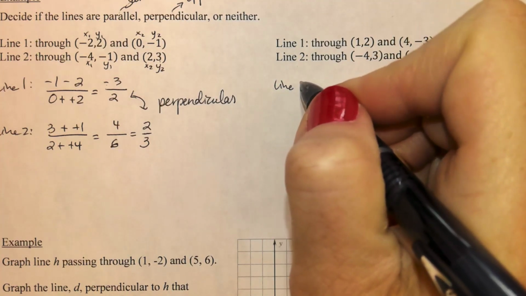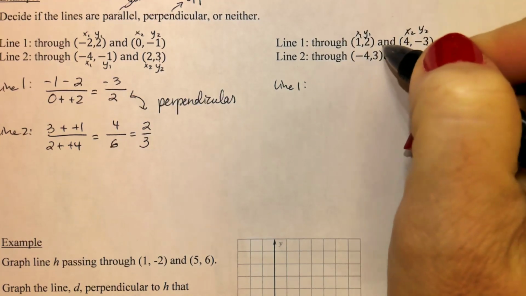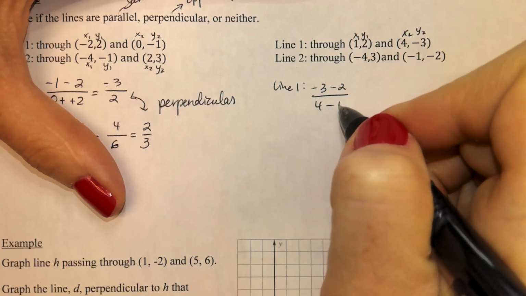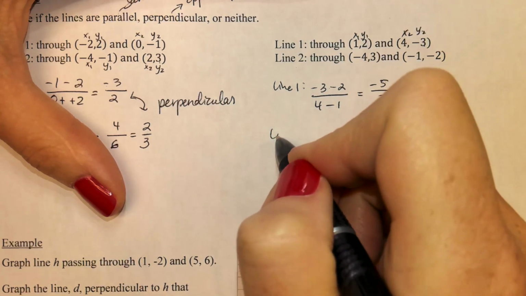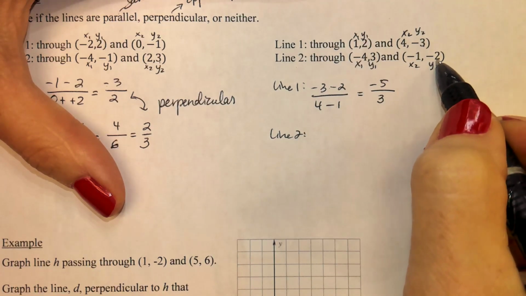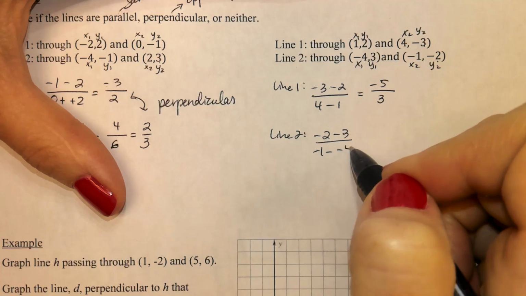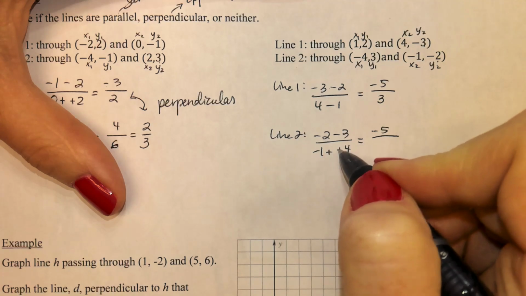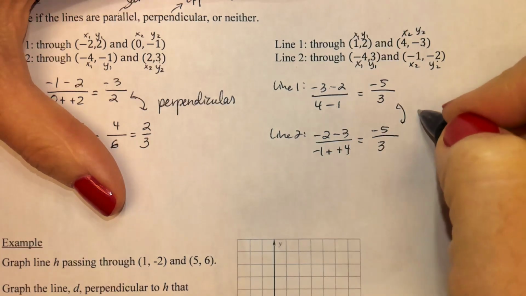Next up, we're going to do this line 1, x1, y1, x2, y2. So -3 minus 2, and then 4 minus 1. -3 minus 2 is -5. 4 minus 1 is 3. Line 2, we're going to do the same thing. x1, y1, x2, y2. So -2 minus 3, and -1 minus -4. -2 minus 3 is -5. -1, and then the two negatives make a positive, so -1 plus 4 is 3, and these ones are parallel. They ended up being the exact same.